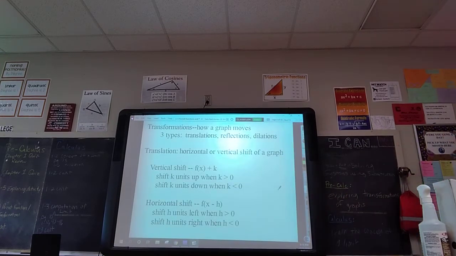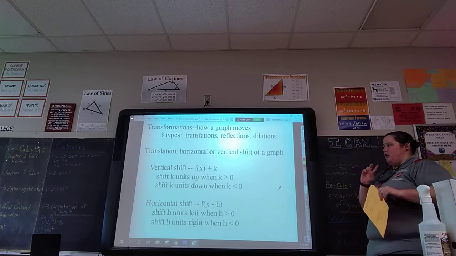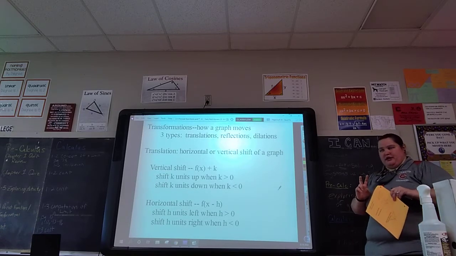So whenever I ask you to describe the transformations, there are 3 types, okay? We have translations, which is actually 2 types of translations. We'll talk about reflections, and we'll talk about dilations. The translations is a horizontal or vertical shift of the graph, and that's based off of the numbers that you're adding either inside the function or outside of the function. So there's technically 2 different types of translations, a horizontal shift or a vertical shift.